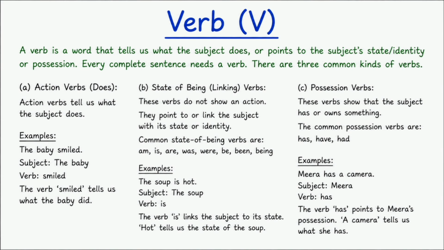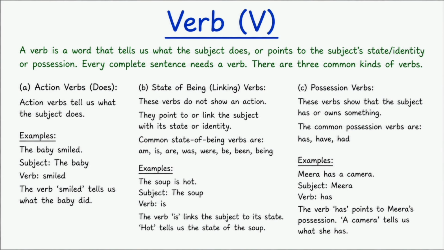Example, the baby smiled. The baby is the subject and smiled is the verb. The verb smiled tells us what the baby did. Another example, the horse jumped over the fence. Here, the horse is the subject and jumped is the verb. The verb jumped tells us what the horse did.